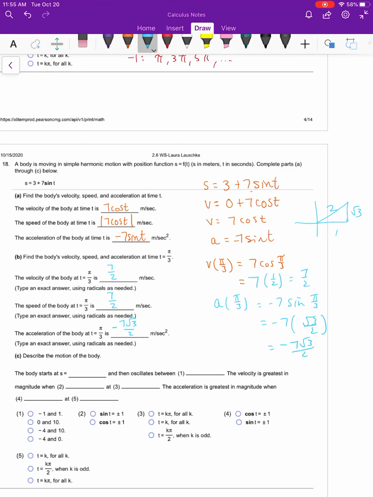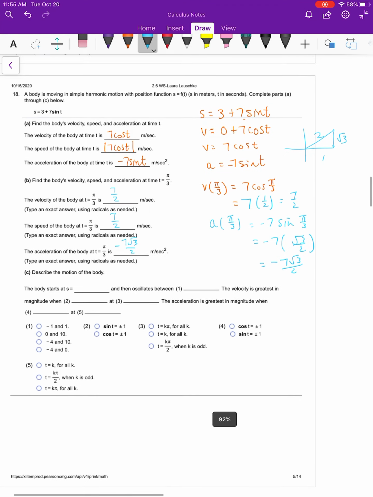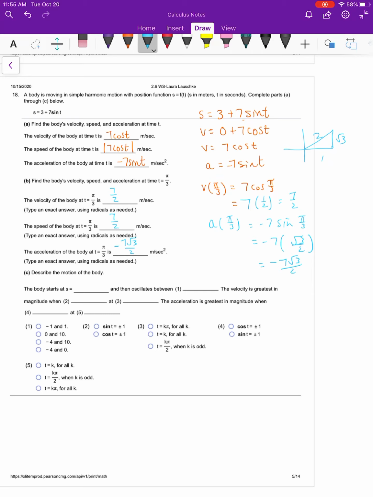And then describe the motion of the particle. So its starting point is always going to be where t is 0. So if I said, what is the starting point? And I took my original equation, 3 plus 7 times the sine of 0. Well, the sine of 0 makes that entire thing go to 0. So my s is 3. So it starts at s equals 3 and then oscillates between what and what?